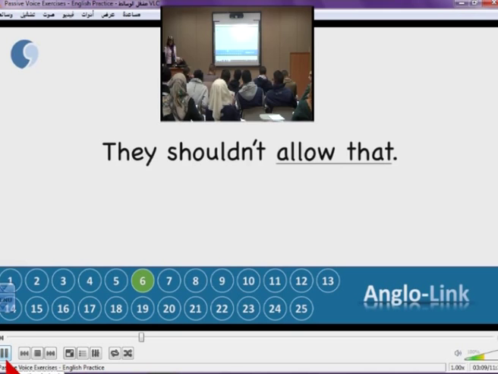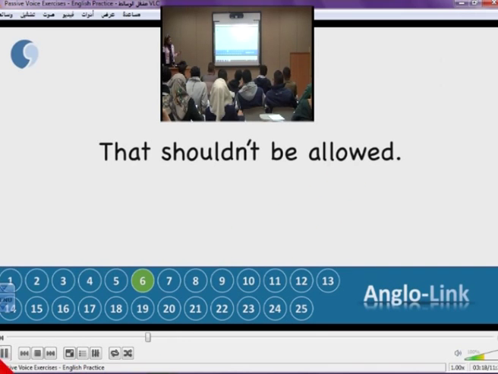Faris, number 6. They shouldn't allow that. Okay, what do you think? That shouldn't be allowed. Here we have the verb. It's just an application of the rule. If you apply the rule, it's going to be so easy for you. That is the object. Shouldn't be, you add be, and then you put the verb in the past participle, allowed.